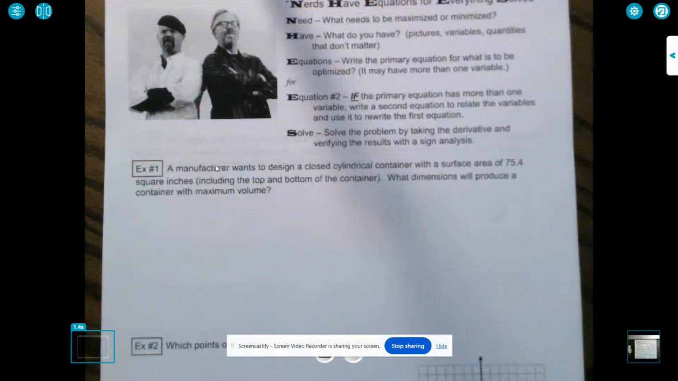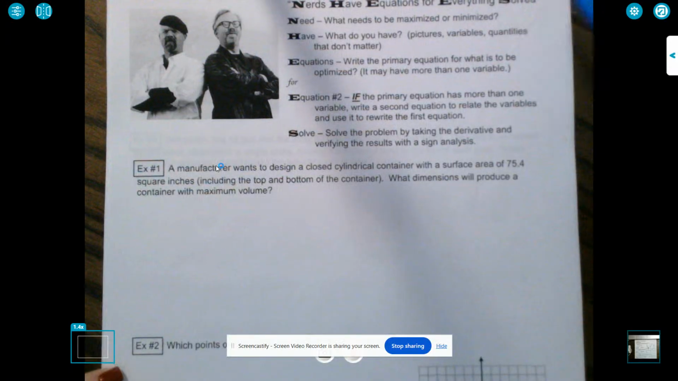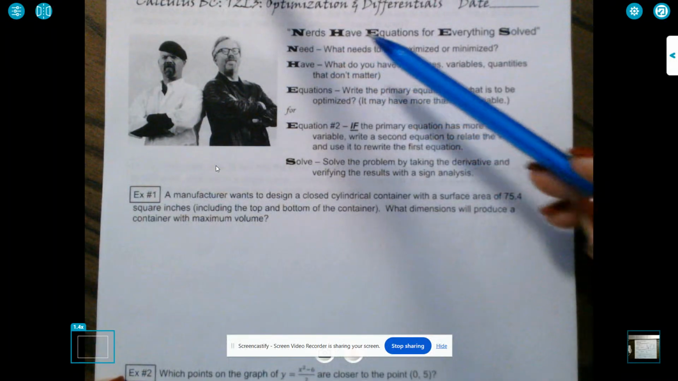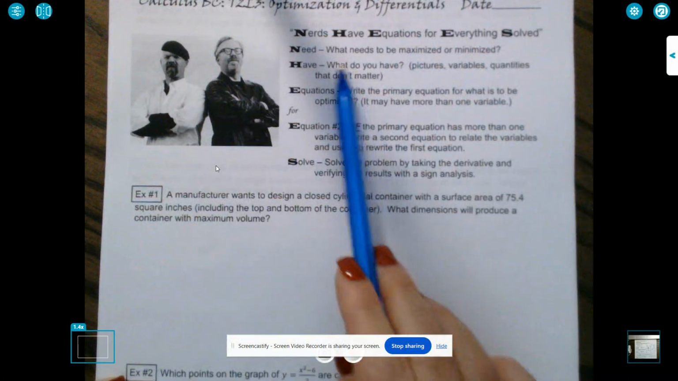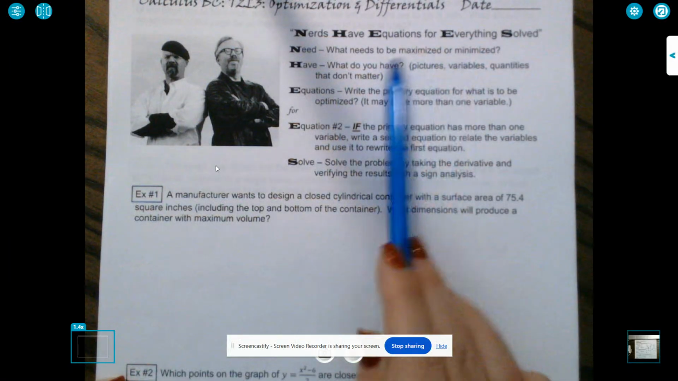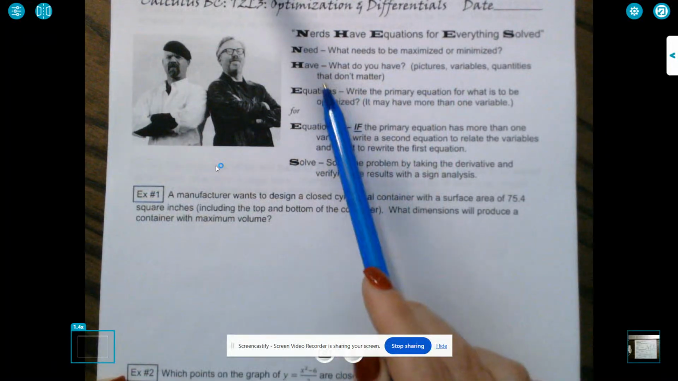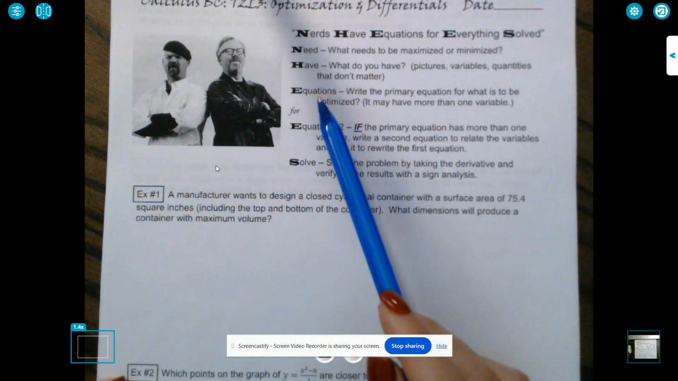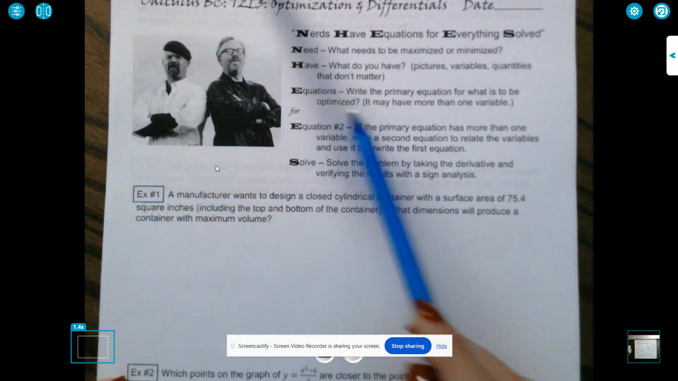All right, so optimization and differentials. So we have the acronym up here. Nerds have equations for everything solved. So we look at what we need, what needs to be maximized or minimized, and that's going to be within the problem. It'll tell us that. What do we have? Do we have pictures, variables, quantities that don't matter? What equations are we going to use?